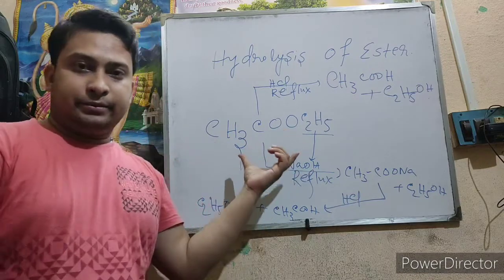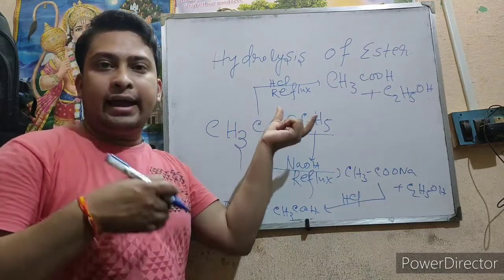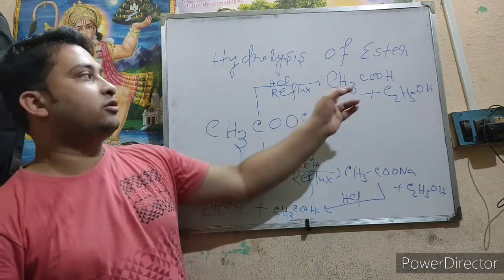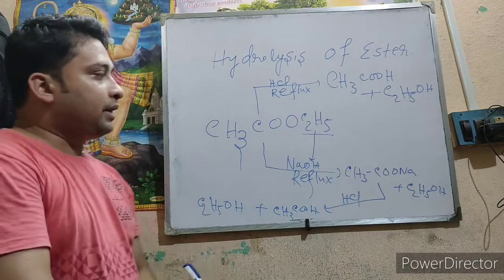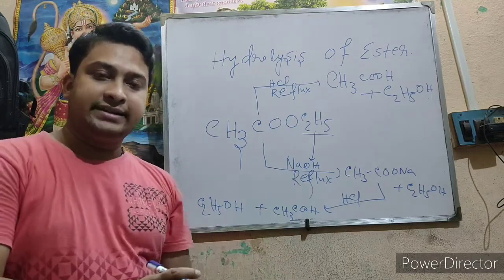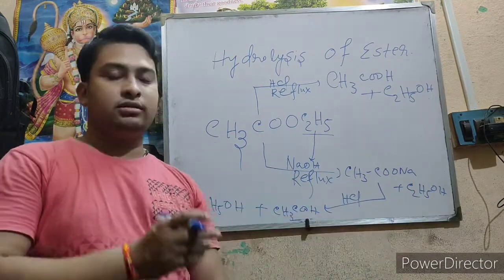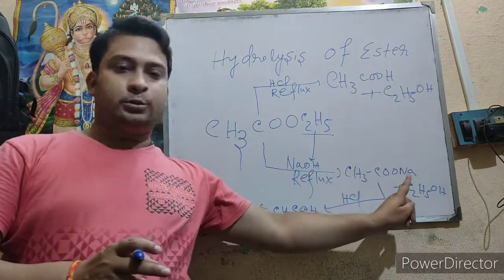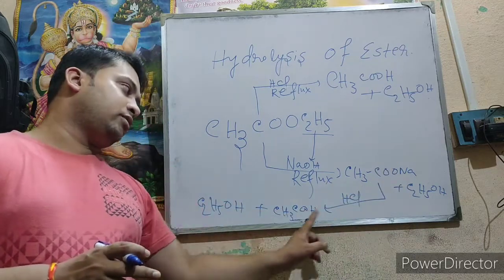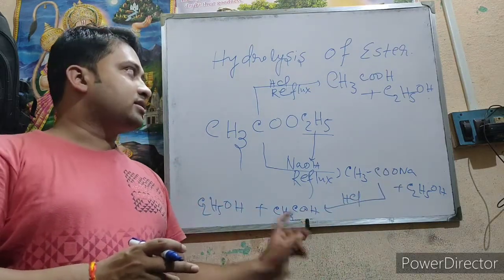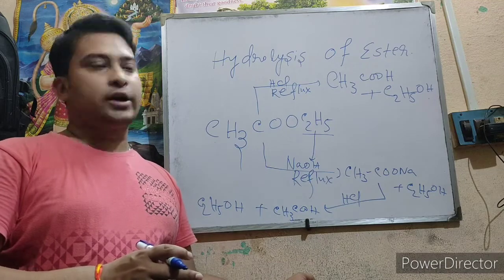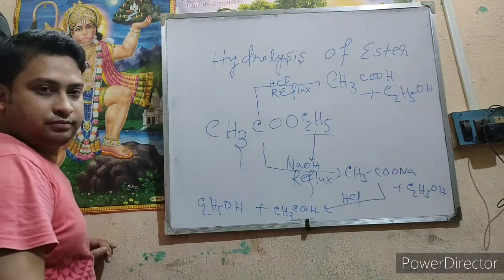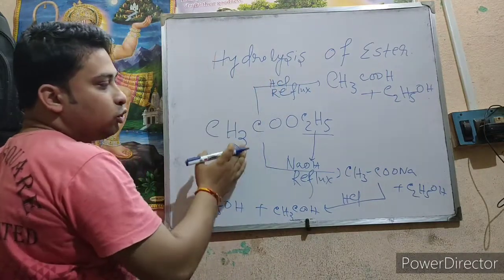You take the ester, then you acidify it by reflux, and you get acid and alcohol. But if you use a strong base, that is NaOH, sodium hydroxide, you get COONa. So firstly you should acidify it, and after acidification you get CH3COOH. This is a simple method. This is called hydrolysis of ester through acid and through base.